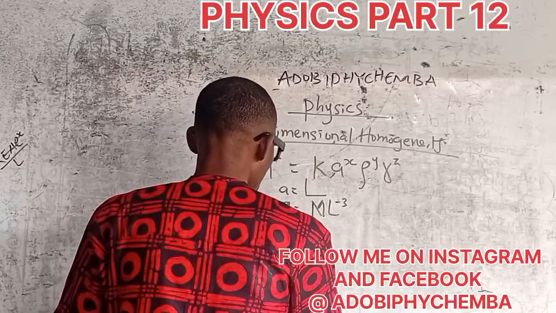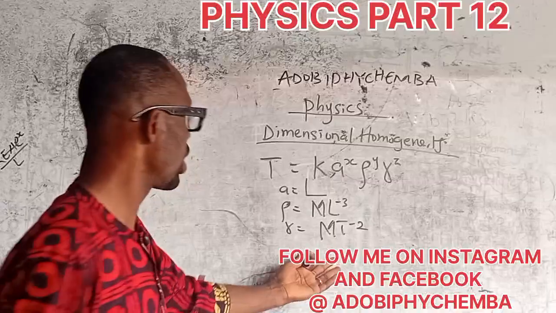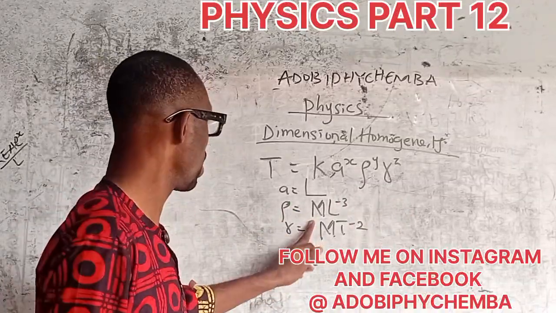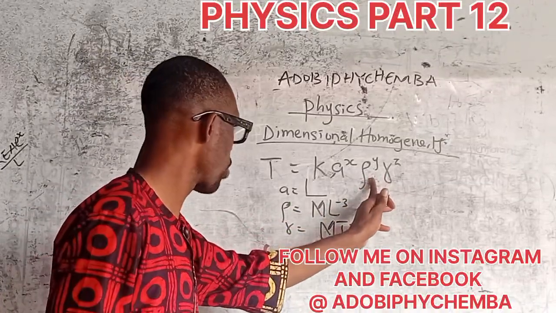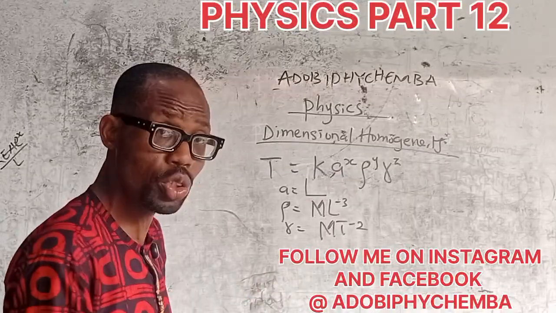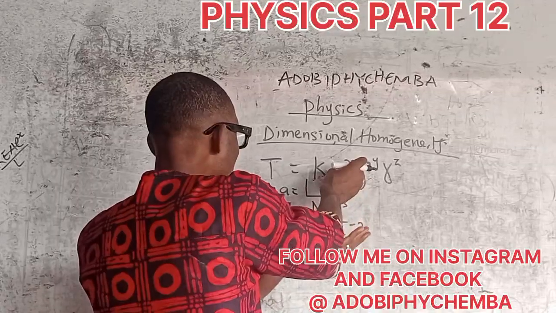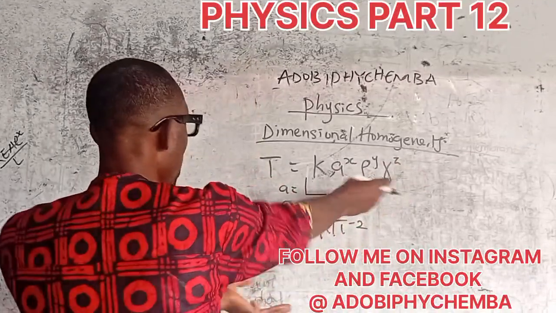What's the dimension of surface tension? The dimension is MT raised to power minus 2. That is the dimension of surface tension. This is the dimension of density, and this is the dimension of your radius. So what do you do here now in this case? What you do now is to take the dimensions and replace them into these variables given to us.